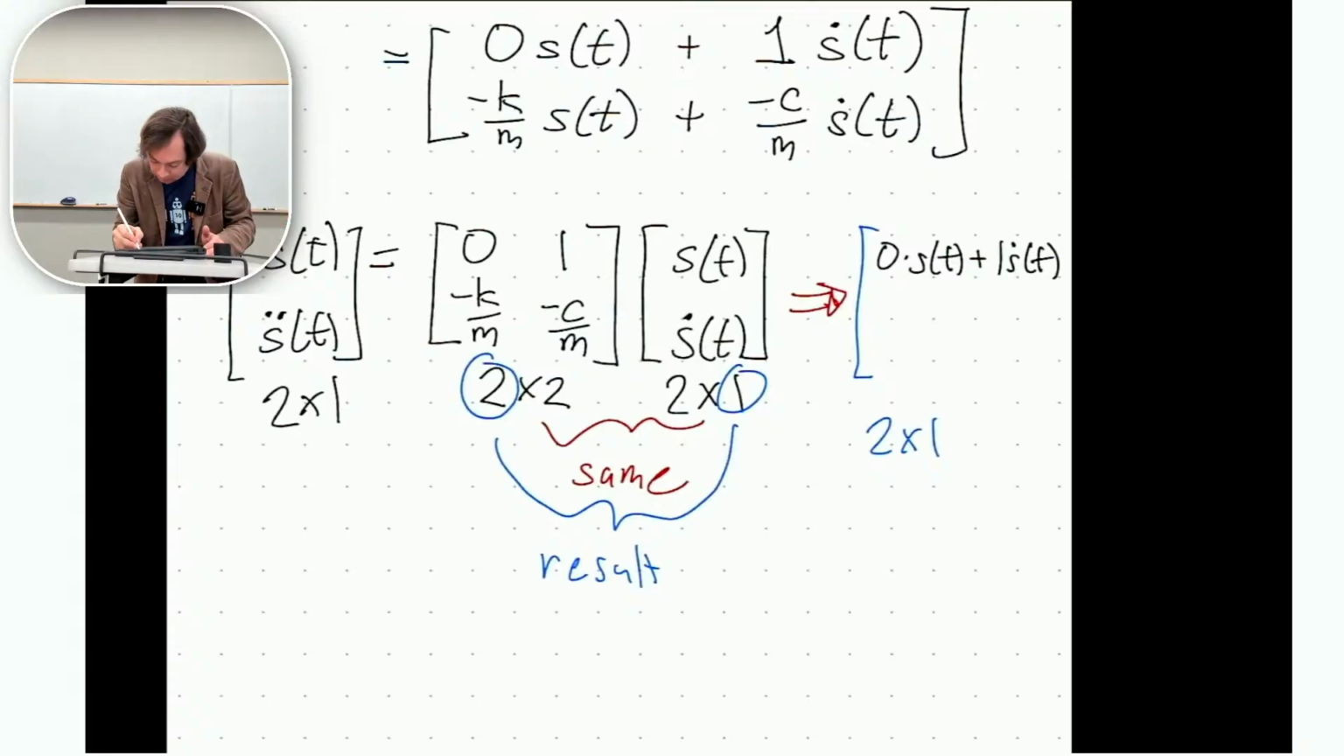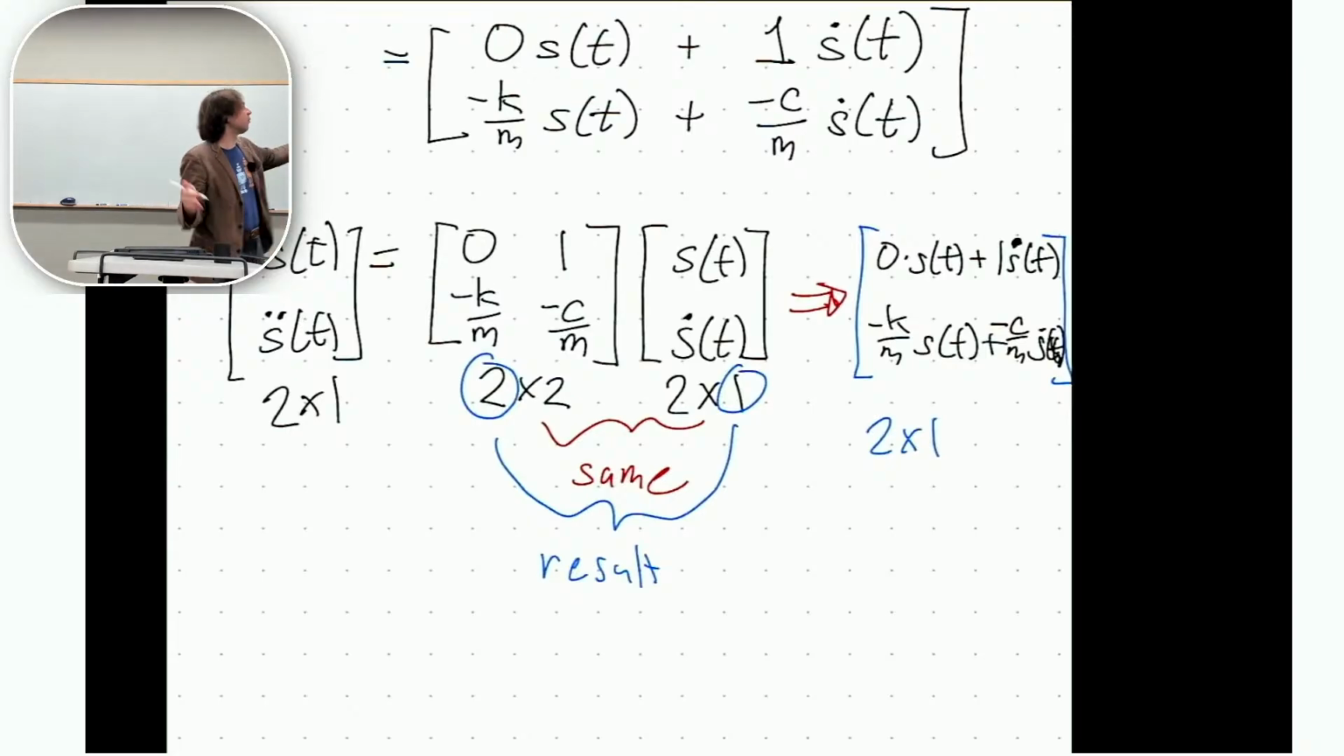So it's 1 times S dot of T. Okay? And here it's going to be S of T times minus K over M. So minus K over M times S of T plus minus C over M times S dot of T. Okay, that's terrible handwriting, but it's the same thing. You see that, right? Okay, that's just me doing matrix multiplication almost in reverse. Okay?